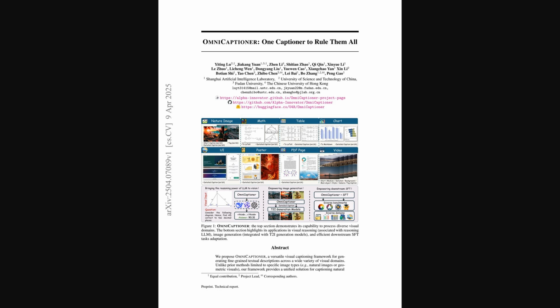I'm your host, Alex. Today we're diving into a really interesting paper called OmniCaptioner, one captioner to rule them all. So what the researchers propose here is basically a single versatile framework called OmniCaptioner. It's designed to generate really detailed text descriptions, captions for all sorts of visual stuff. Unlike older methods that might only work well for, say, regular photos, this one aims to be a unified solution, handling a much wider variety of visual domains right out of the box.